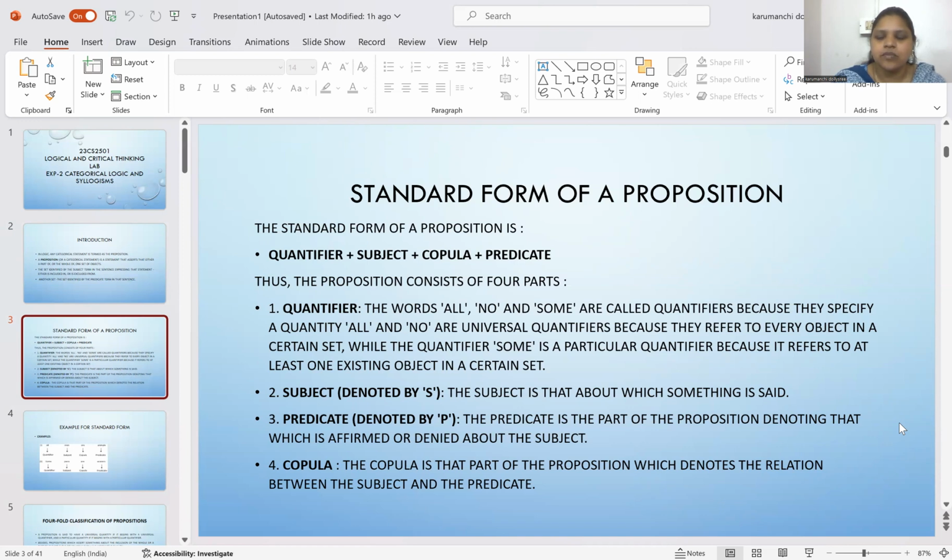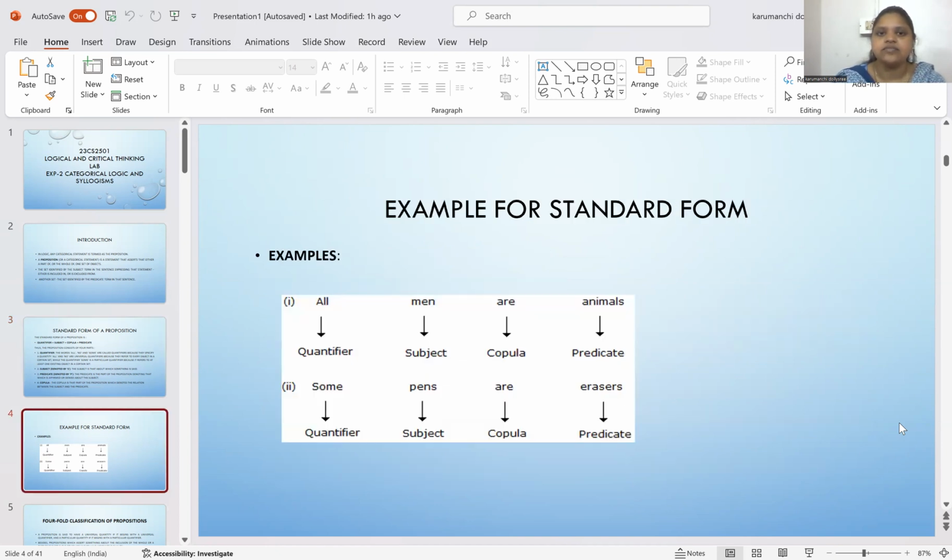Subject is denoted by S. The subject is that about which something is said. Predicate is denoted by P. The predicate is the part of the proposition denoting that which is affirmed or denied about the subject. Copula is that part of the proposition which denotes the relationship between a subject and a predicate.